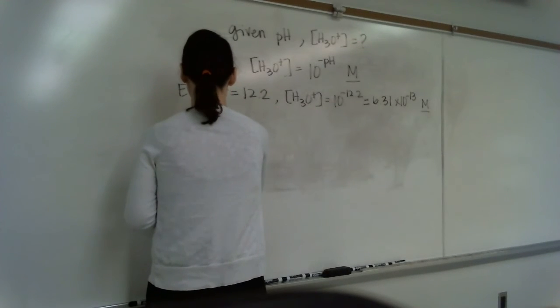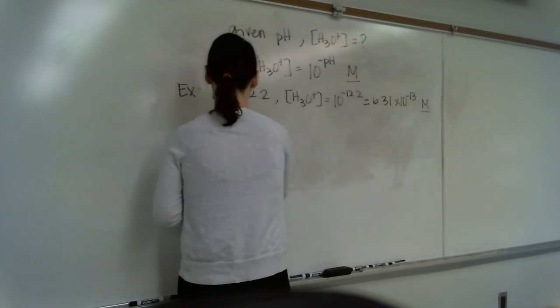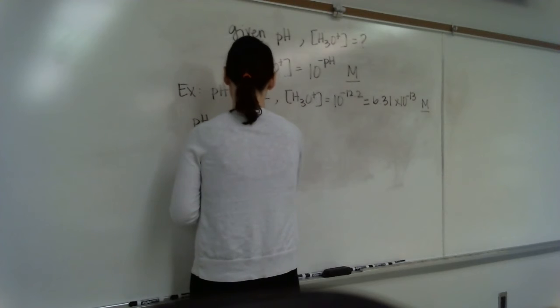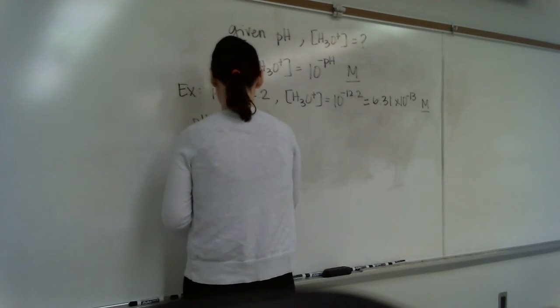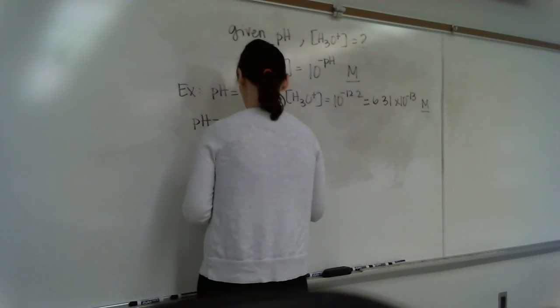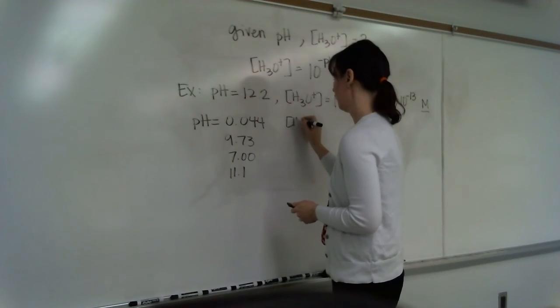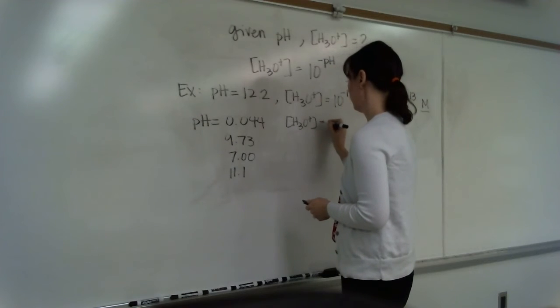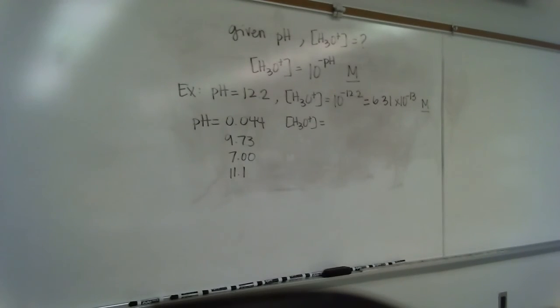So pH equals, let's do 0.044. Let's do pH equals 9.73. Let's do 7.00. And let's do 11.1. Pause the recording. All right, let's go over these.